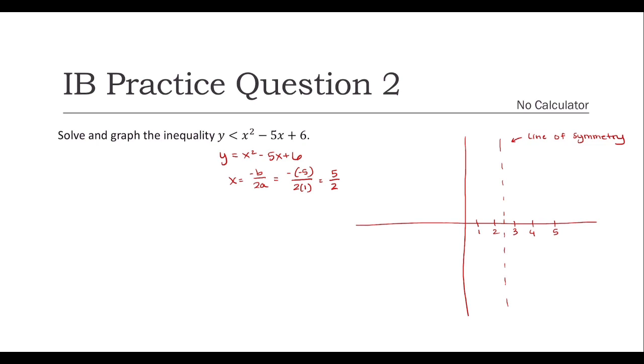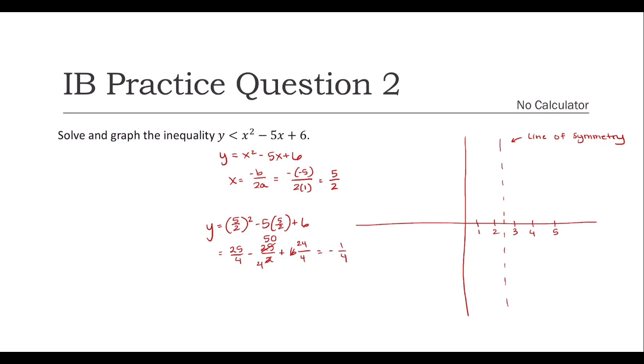We can plug in 5 halves to figure out where the vertex is. So y equals 5 halves squared minus 5 times 5 halves plus 6. 5 halves squared is 25 over 4 minus 25 over 2 plus 6. This would be 50 over 4, and this would be 24 over 4. So 25 plus 24 is 49, minus 50 is a negative 1/4.